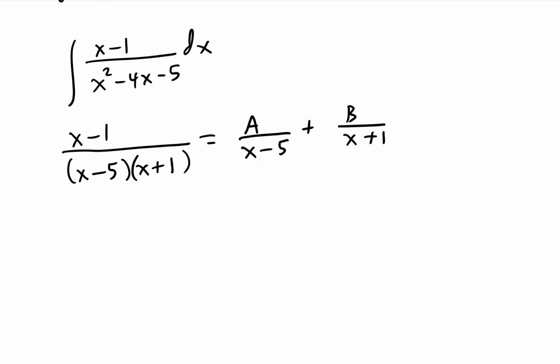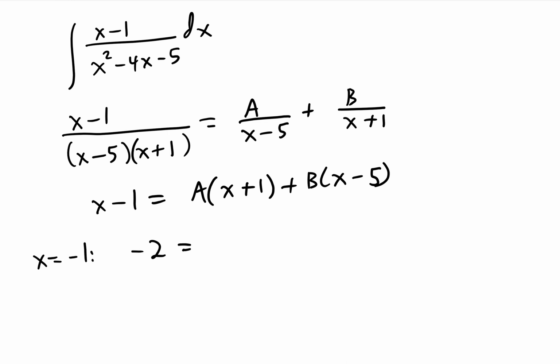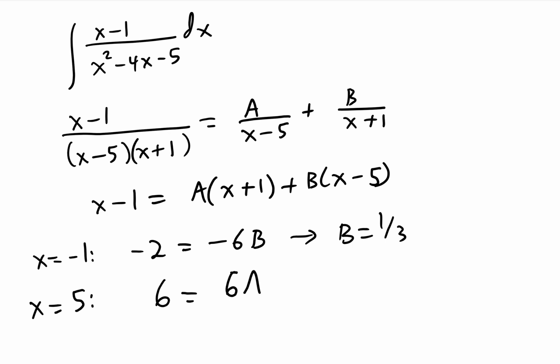Then we multiply everything by the LCD to give me x minus 1 equals a times (x plus 1) plus b times (x minus 5). So then we select values, say x equals -1, that will give me -2 equals -6b. So b from here is 1/3. x equals 5, you get 4 equals 6a, so a is 2/3. So this was straightforward partial fraction.